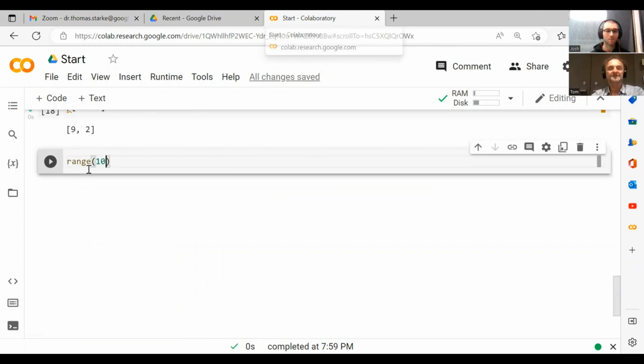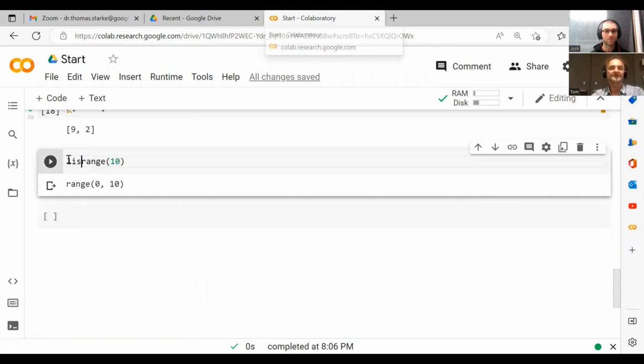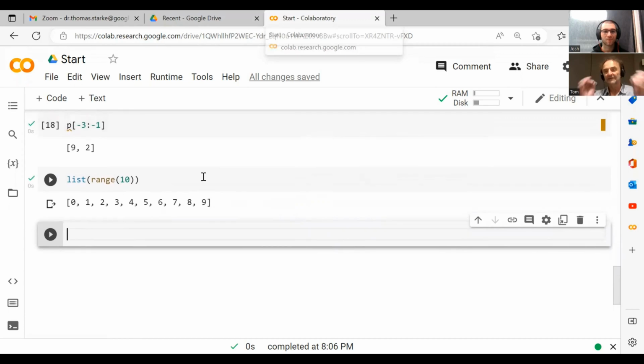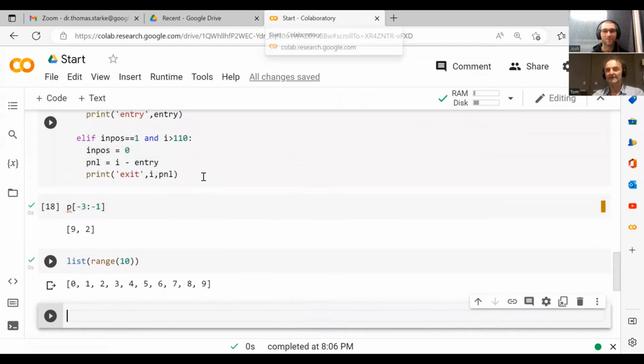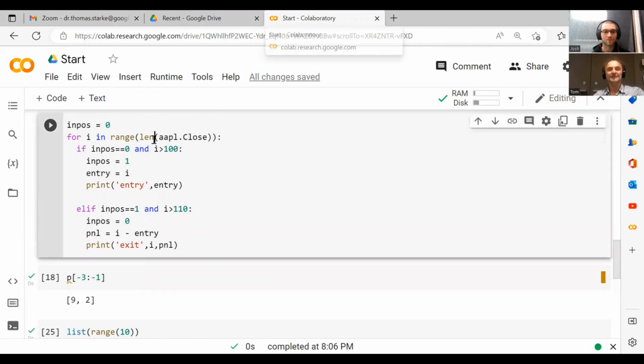Range, let's say range 10 when we run it. Oh, we have to actually wrap it into a list. So this is basically one of these iterator things. And so it just gives us a list from 0 to 9. Yeah, just 10 values. And remember, Python always starts from zero. So when we have range 10, it goes from 0 to 9. Something to really drill in with Python, because that can be quite dangerous. So what we do here is basically, instead of going through just the close prices, we go through the indices. There's actually another way to do this as well.